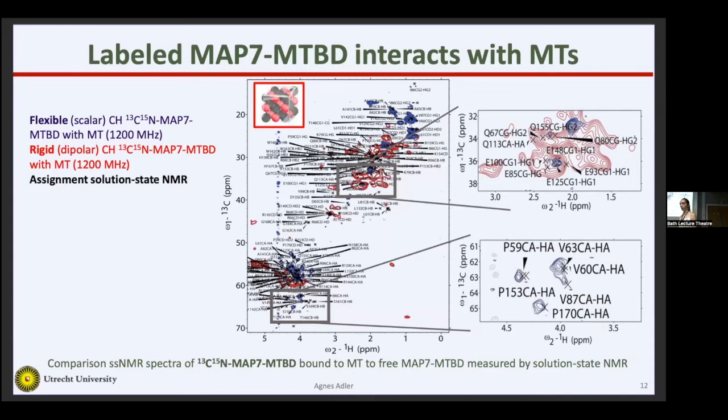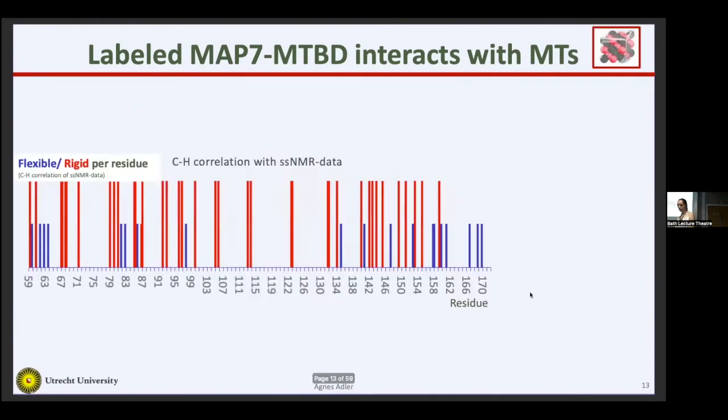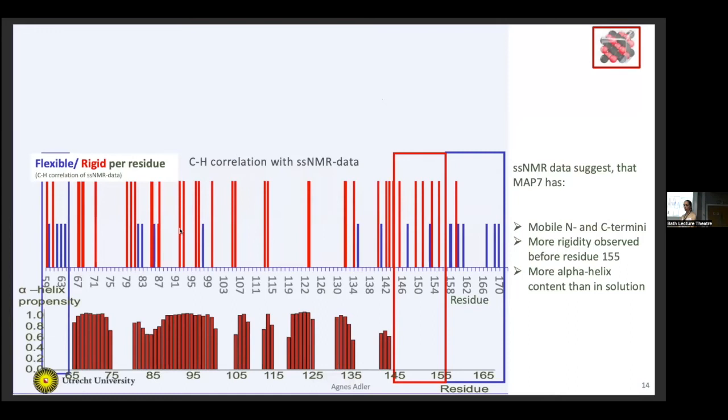And we compare them to our solution state assignment and check which residues are unambiguously either flexible or rigid in our NMR. By plotting them, we get the following correlation. And comparing this to our solution state NMR helix, we see that the N and C terminus still, in blue, are the residues that still seem flexible, and in red the ones that still seem rigid.